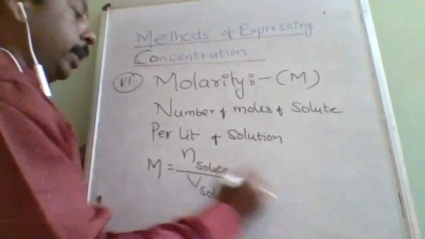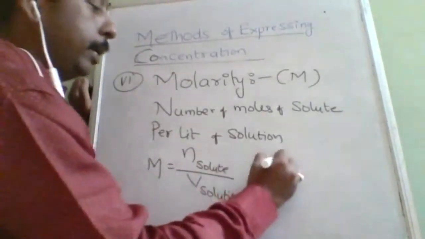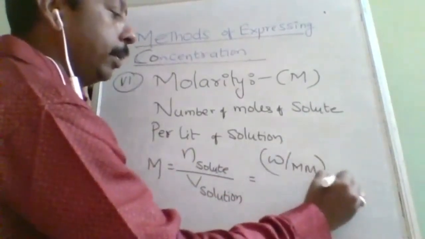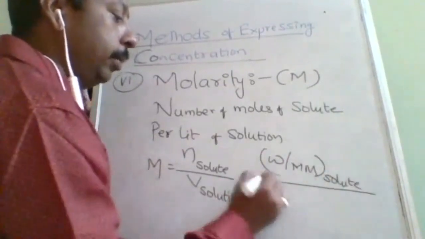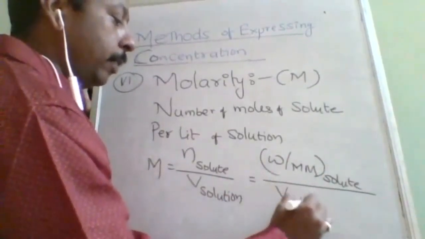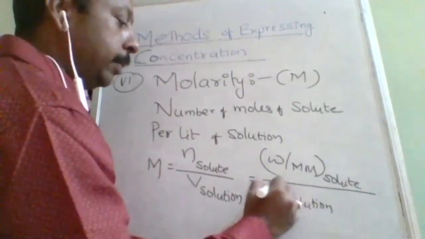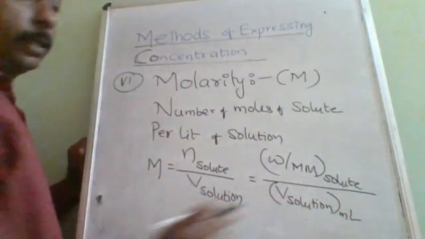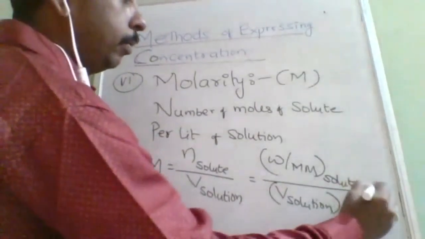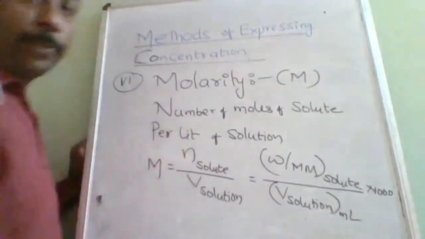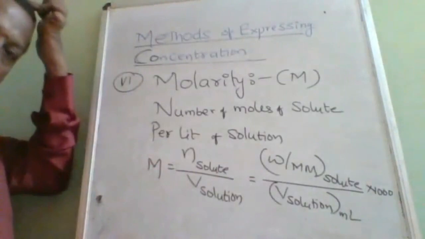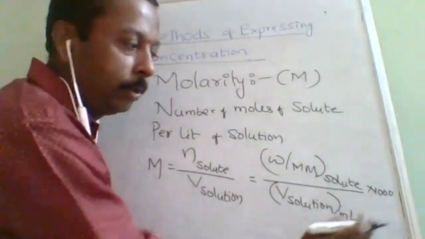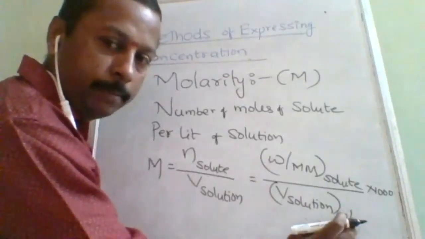Number of moles can be further written as mass upon molecular mass of solute, divided by volume of solution. Sometimes what we get is volume in milliliter. In that condition only, you have to multiply with 1000. This 1000 is to be multiplied only when volume given is in milliliter.